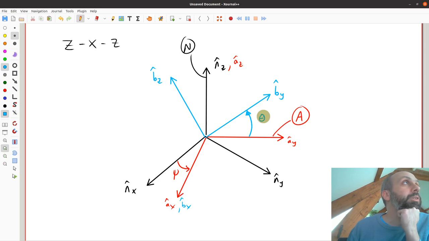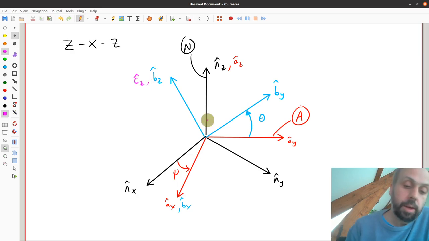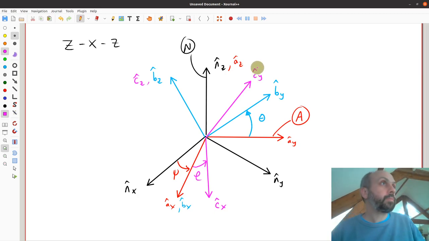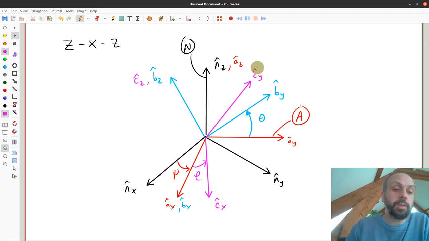Okay. And then the last rotation to get to the reference frame C is going to be about the shared Z axis. So we come back to the BZ, and this is going to also be CZ. Right. And then if we rotate the B axis, we will get something that looks a little like this. We're going to rotate again positive about the BZ. It's going to take it up through an angle phi. And then this would be CX and CY.